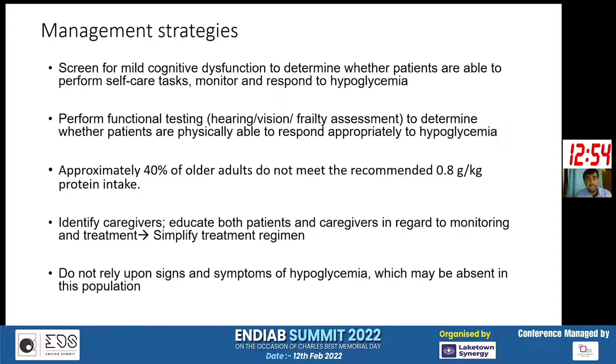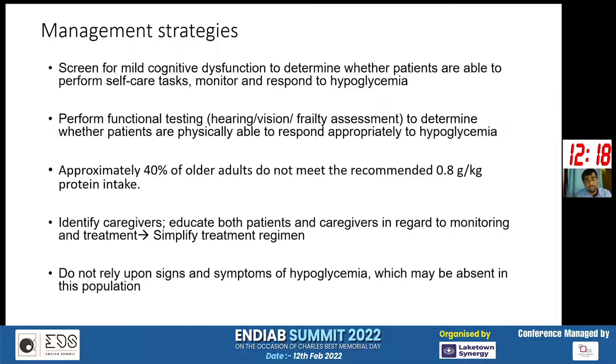And coming to dietary adherence, it has been shown in studies that approximately 40% of older adults do not meet the recommended 0.8 gram per kg protein intake. So for them, we need to have a dietary guideline. We have to educate them. We have to educate their caregivers so that they can adhere to this recommended protein intake. And last but not the least, we have to identify caregivers. We have to educate them. And we have to simplify the treatment regimen so that they can adhere to that simplified treatment regimen.